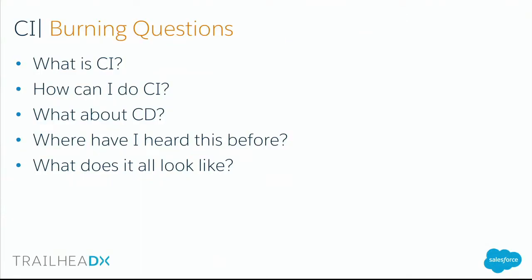So what are the questions we're going to try to answer here about continuous integration and continuous delivery? What is CI? What's our definition of it? How can I do CI? What about this continuous delivery thing? Where have I heard all this before, and what's it all going to look like in the Salesforce DX world? With respect to the first question, I'll answer that now. It's kind of a critical thing as we get the same definition.